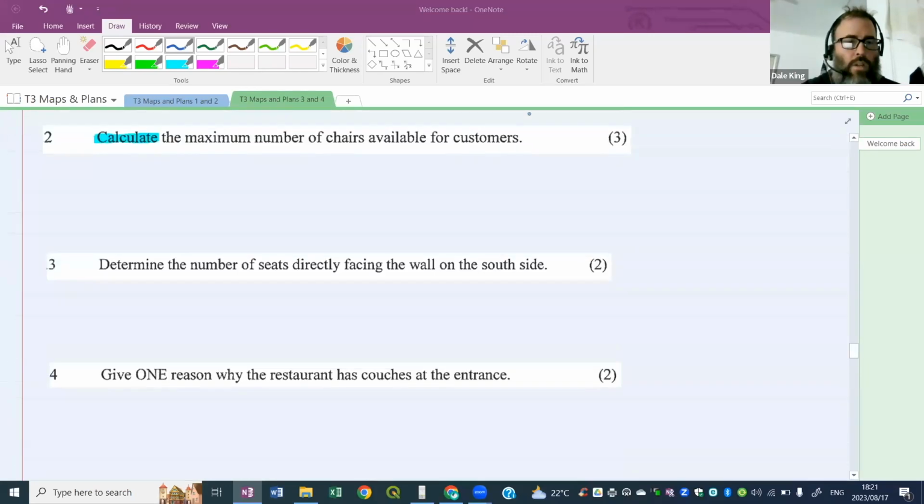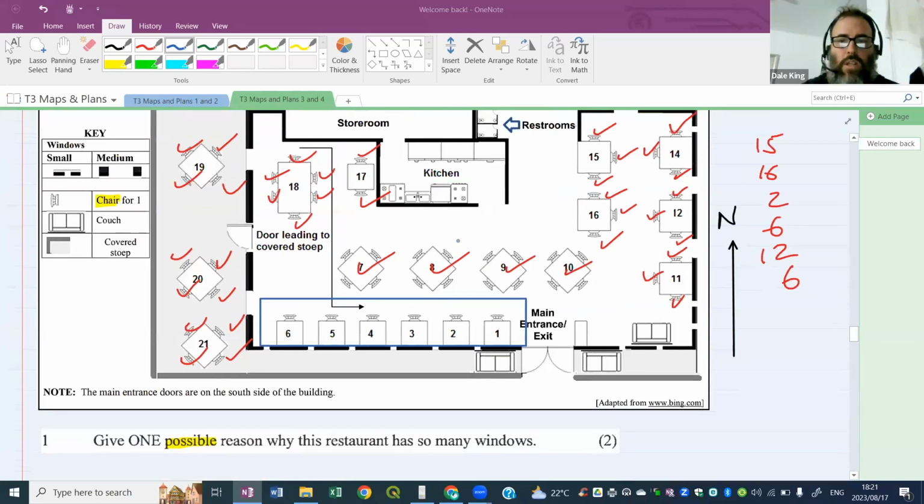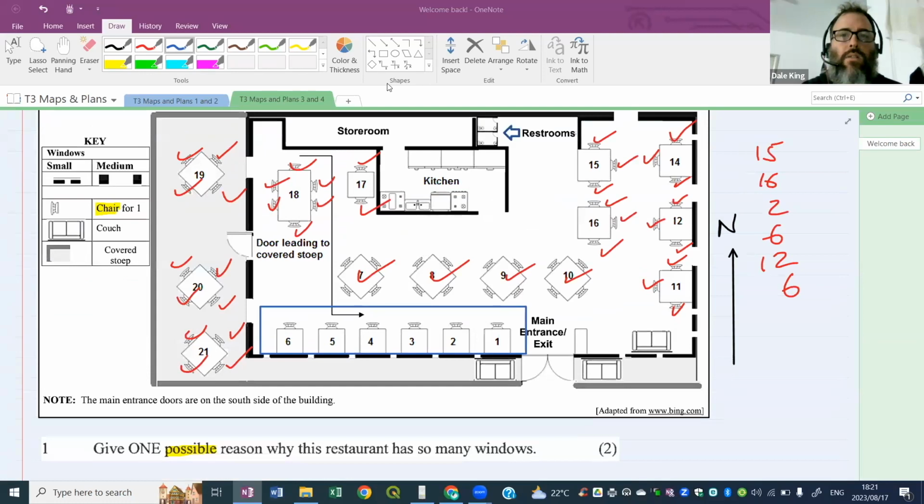Let's have a look. Question 4, give one reason why the restaurant has couches at the entrance. It's a subjective question. Give one reason, Sofiso.